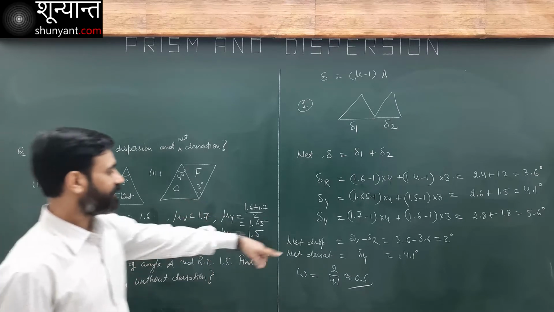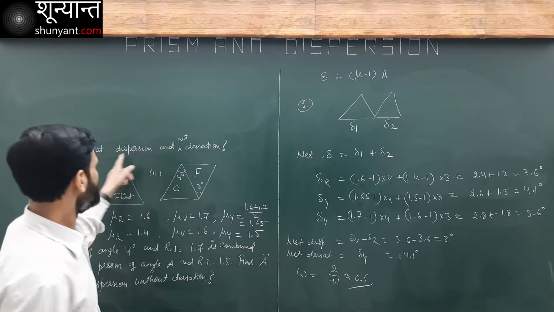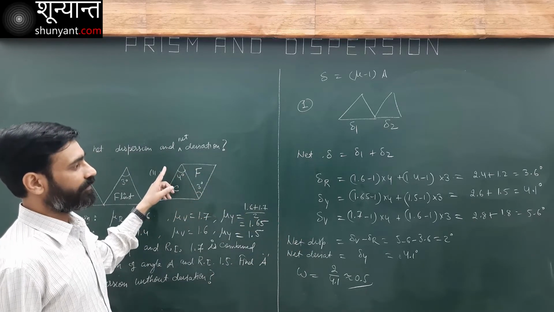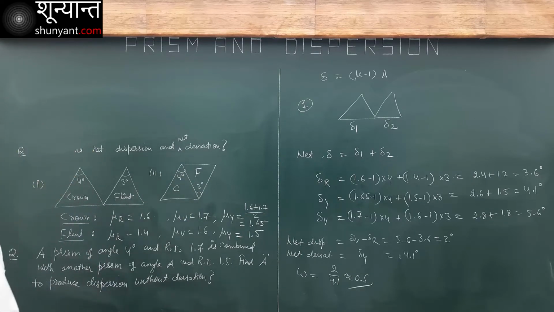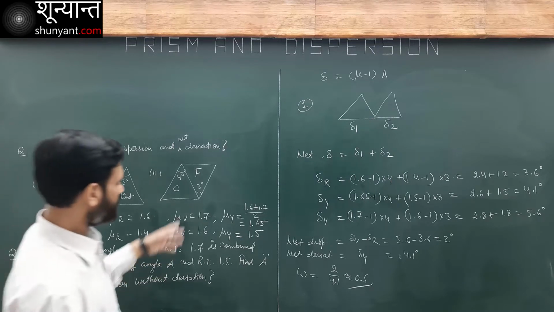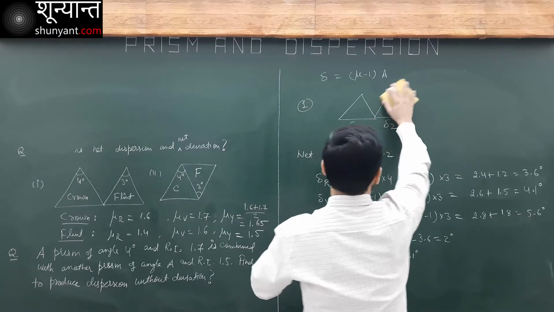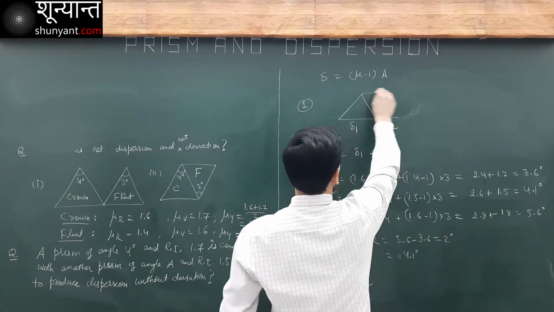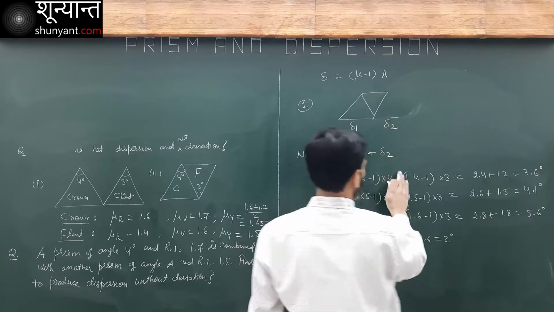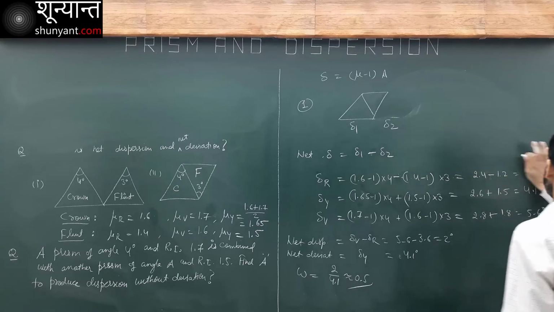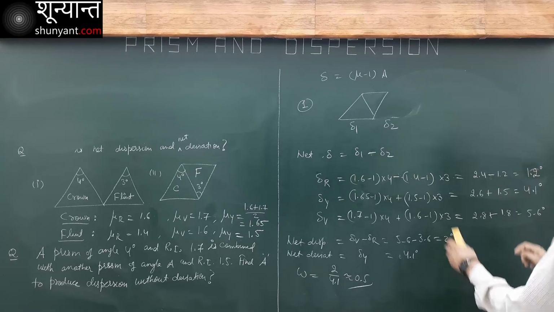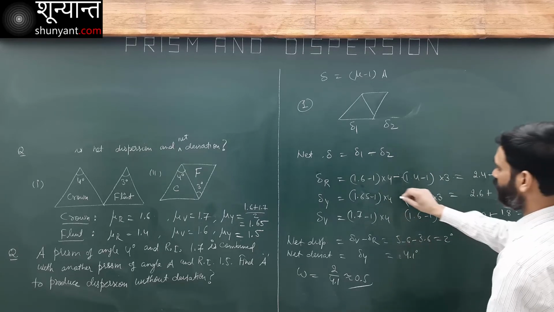Okay, this is net dispersion, net deviation. Then in the second case, we just have to subtract it. In the second case, if it is like this, here it is going to be minus. So I am going to write minus here. Minus here, okay? So this is 1.2 degree. Here also I am going to write minus. Everywhere I am going to write minus here.